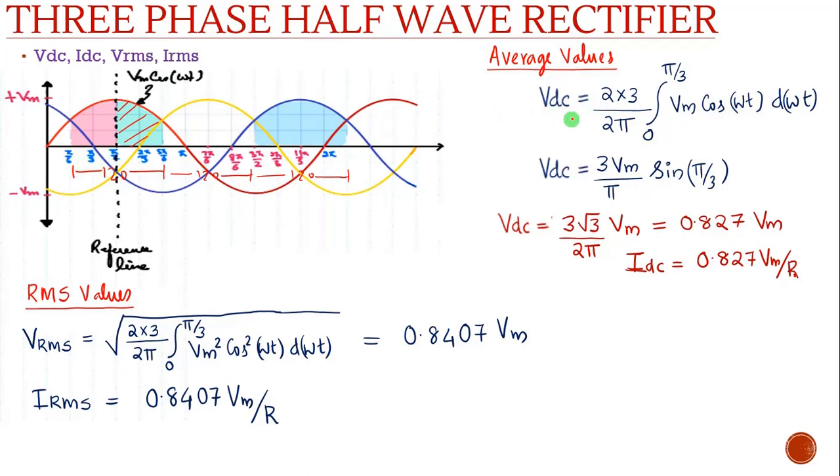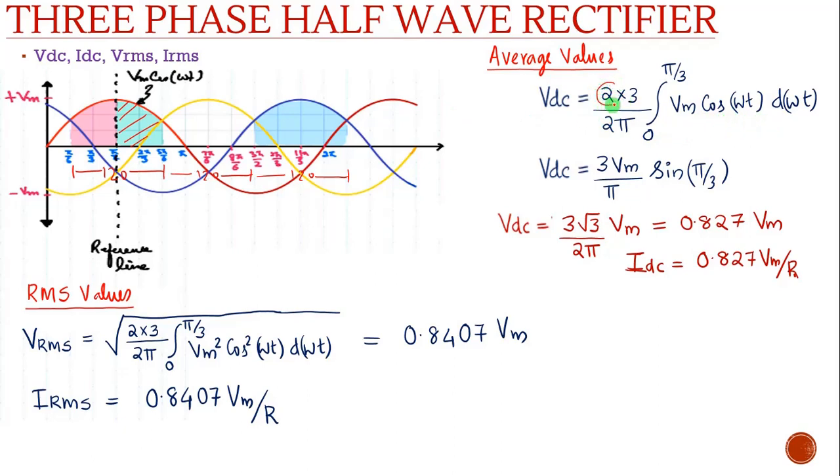VDC will be equal to 1 by the total time period, which is 2 pi. You can see this is 120 degree, so half of that will be 60 degree. 60 degree means the limit will be from 0 to 60, that is 0 to pi by 3. From this reference point the waveform resembles a cosine wave starting from 90 degree, so Vm cos omega t d omega t.